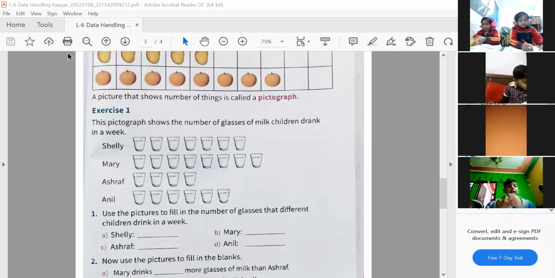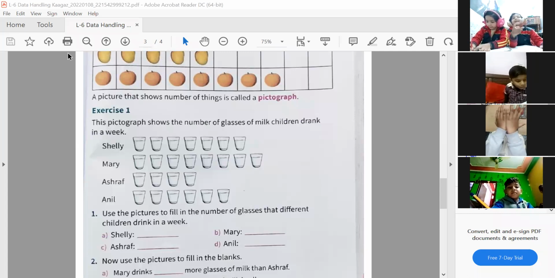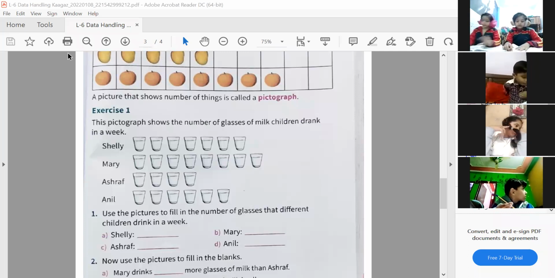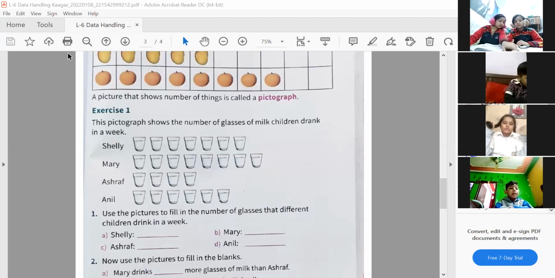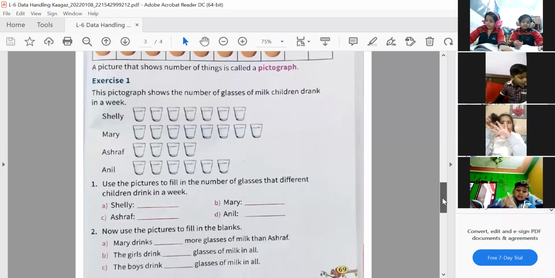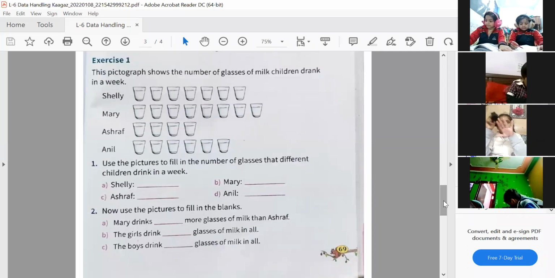This pictograph shows the number of glasses of milk children drank in a week. Okay. So over here, you will see that there are four kids. How many glasses of milk did they have in a week? Okay, so please read out. You need not count. Wait, let me scroll down a little more. Okay, perfect. Use the pictures to fill in the number of glasses that different children drink in a week.